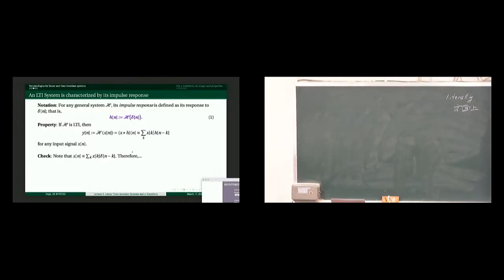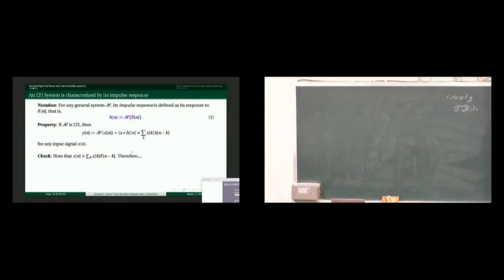So we're claiming that now when we receive any arbitrary input, what's going to happen? What will the output be like? If we receive any input sequence in discrete time, the output should be the convolution of x with h. That's what we mean.